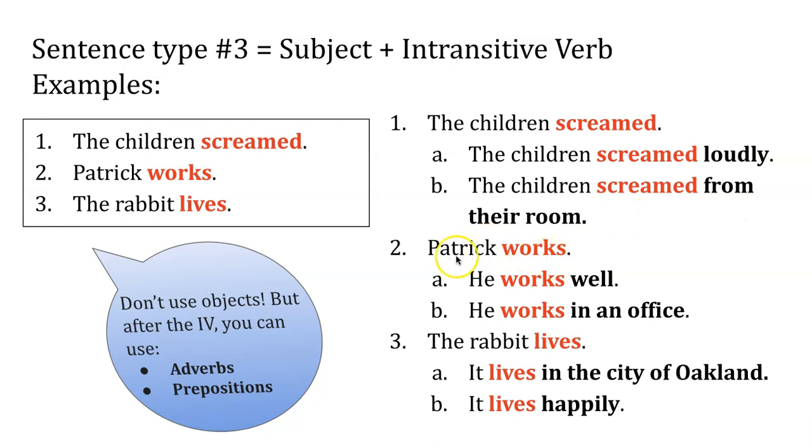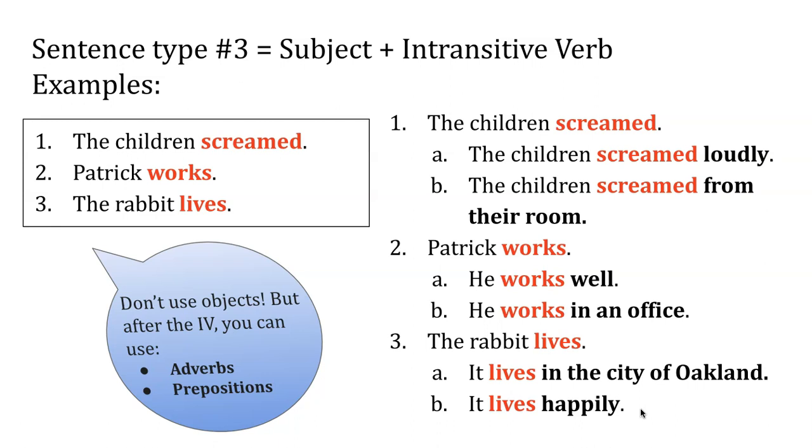Number 2, Patrick works. This is just the subject and the intransitive verb, but you can add an adverb. He works well. Or you can add a preposition in an office. He works in an office. Number 3, the rabbit lives. Lives is the intransitive verb. You can say it lives in the city of Oakland. In the city of Oakland would be a prepositional phrase. Or you say it lives happily. Happily is an adverb. So here you see examples of only using the subject and the intransitive verb. Or if you want to add more information, but not objects, we're not adding objects, you can add adverbs or prepositions.